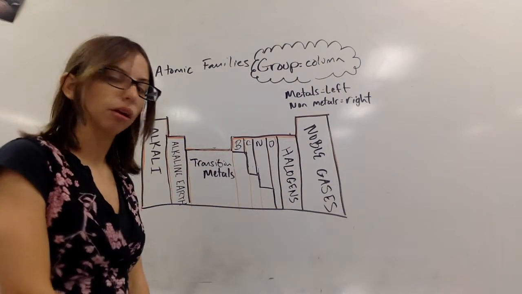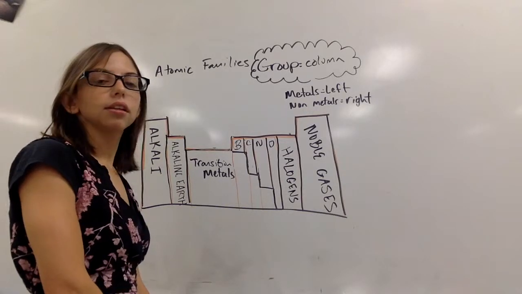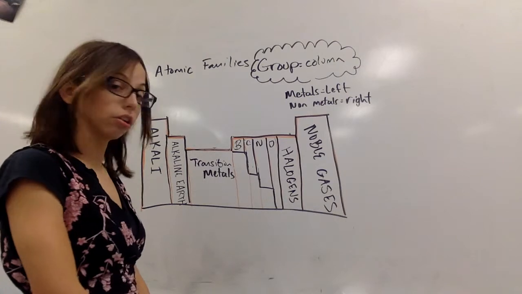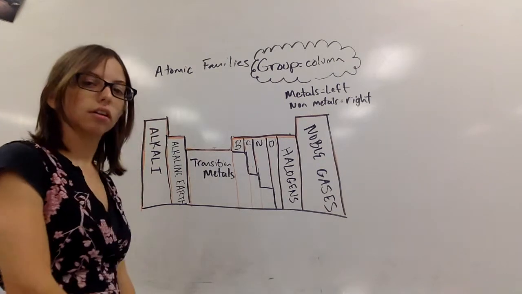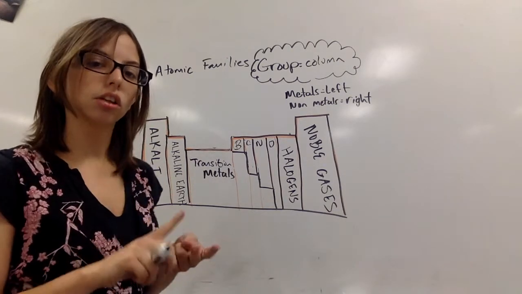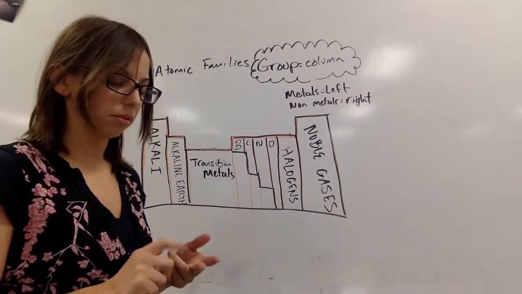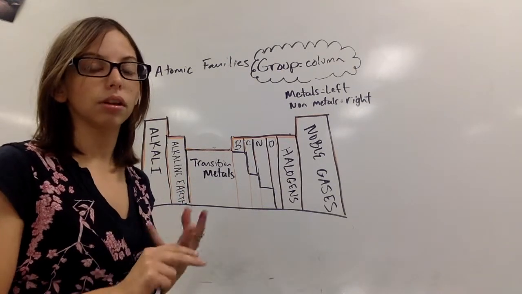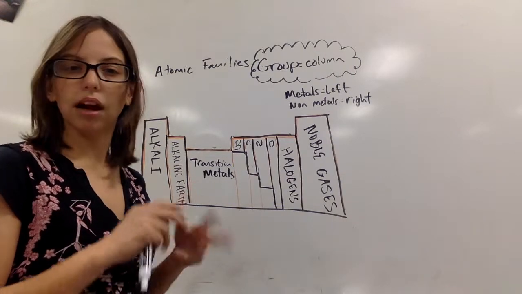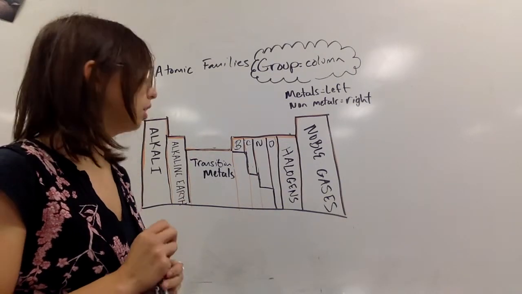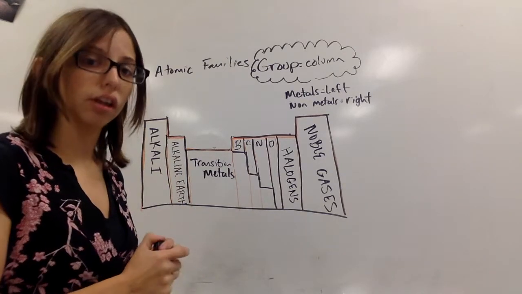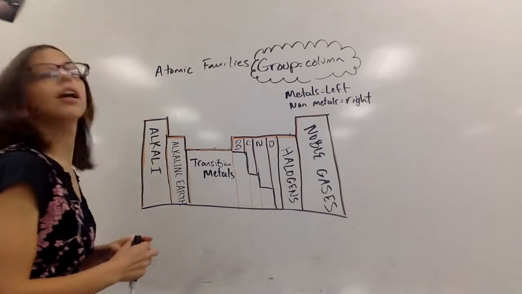Alright, what I will be conveying in this video, I will be talking about the characteristics of the atomic families, their valence electrons, the charges they typically are when they're ions, and some other fun characteristics on how reactive they are, etc. Bohr diagrams and Lewis structures for each. Alright, so we'll go ahead and start.